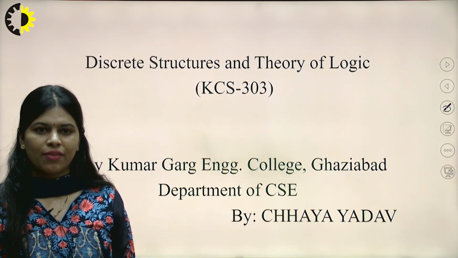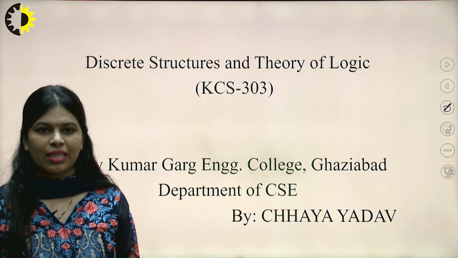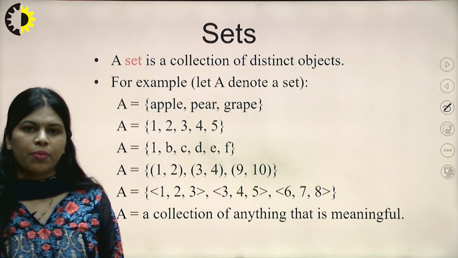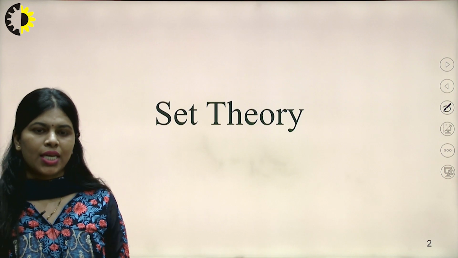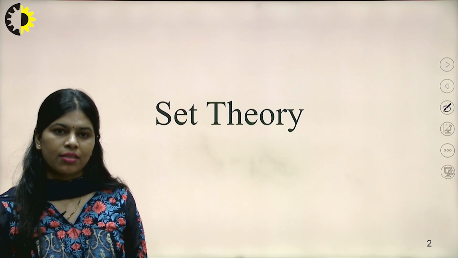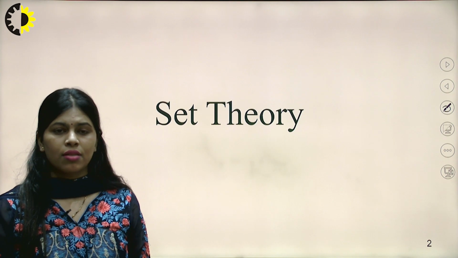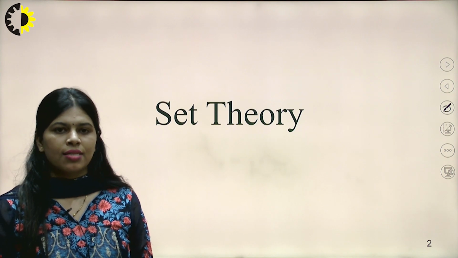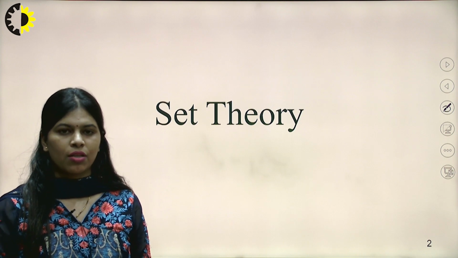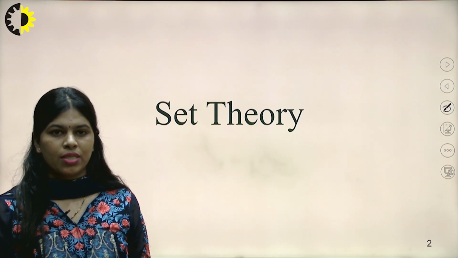I am Chhaya Yadav. I am here to discuss the topic of Discrete Structure and Theory of Logic, that is set theory. First we have to understand what we mean by set theory. Basically, set theory was invented by George Cantor to solve a set of problems. It is applicable in many areas like the banking sector, e-commerce sector, applications and software. So the role of set theory is involved in every field of computer science.